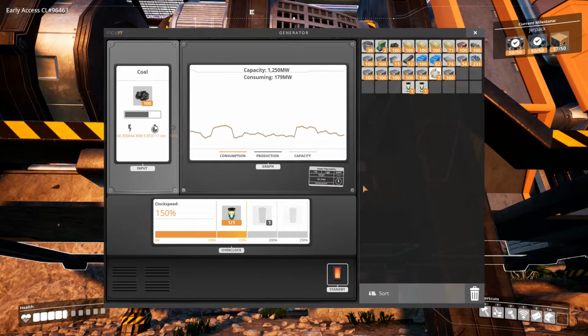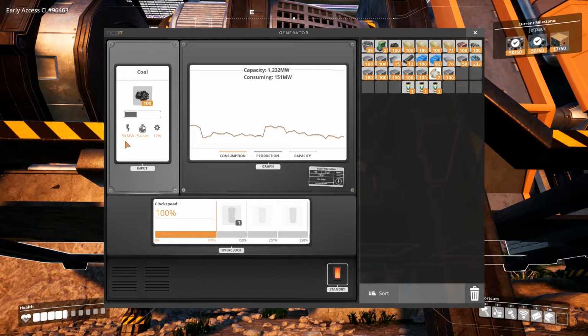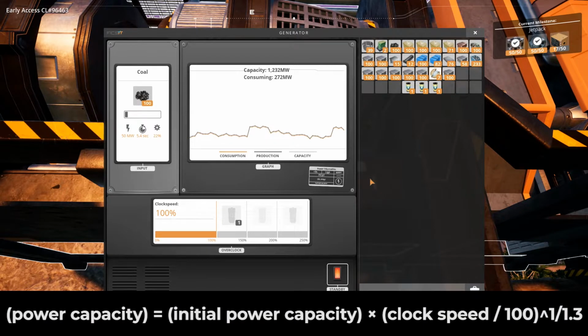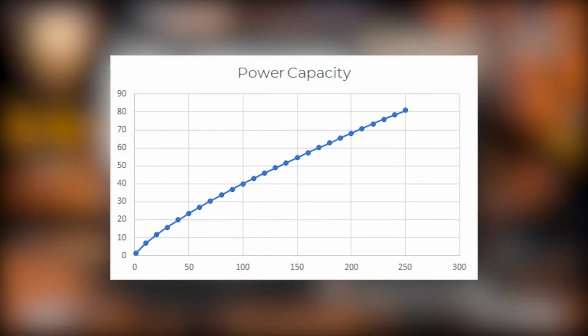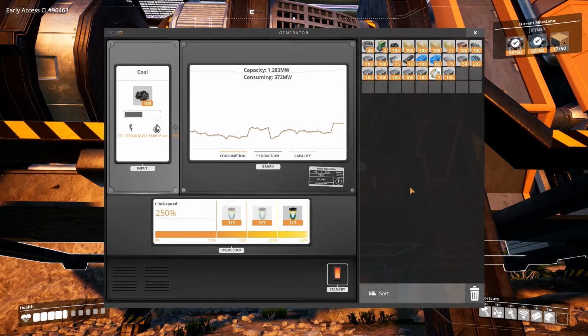Now next we have the power capacity, and by default, in this coal generator, it is 50 megawatts. It can produce 50 megawatts of power. And this is also not linear. It is power capacity equals initial power capacity times clock speed divided by 100 to the 1 over 1.3 power. So it's actually very similar to the fuel burn time calculation, except it is multiplied instead of divided. In this case, if we put in a power shard, put it to 150%, we now make 68.3 megawatts of power. So if we plug that into the formula, that's what we should get. And at 200%, and at 250%, we get the same thing. So just run it through that formula and you'll get there.